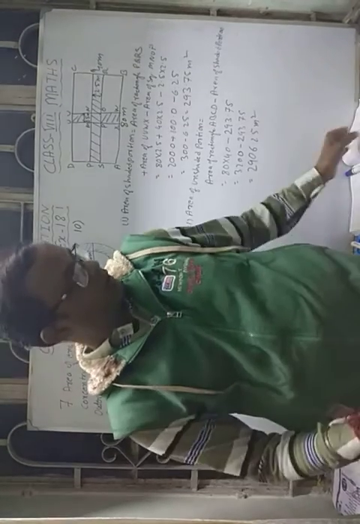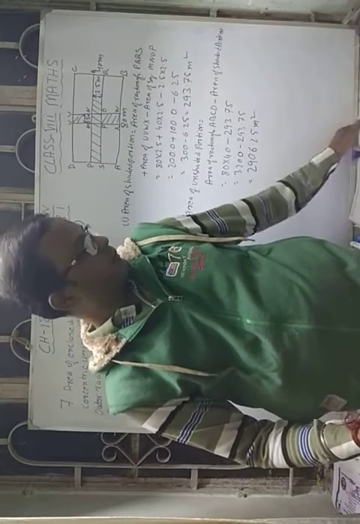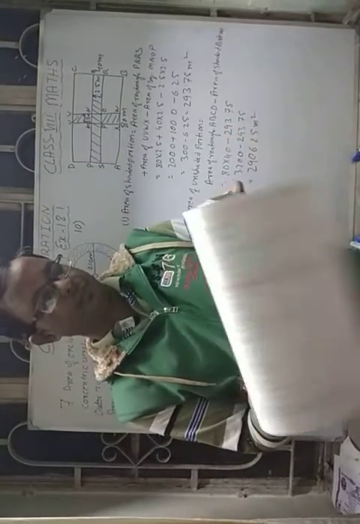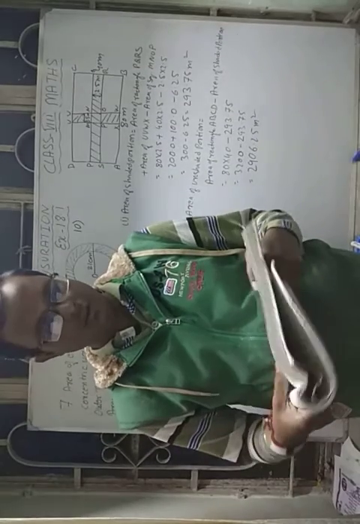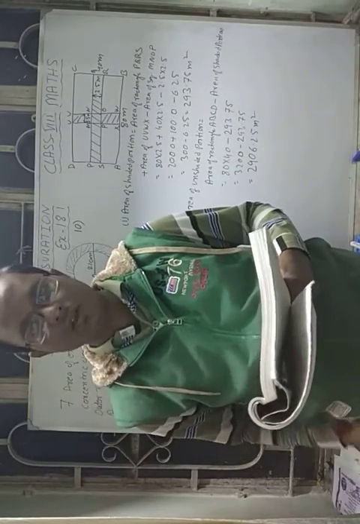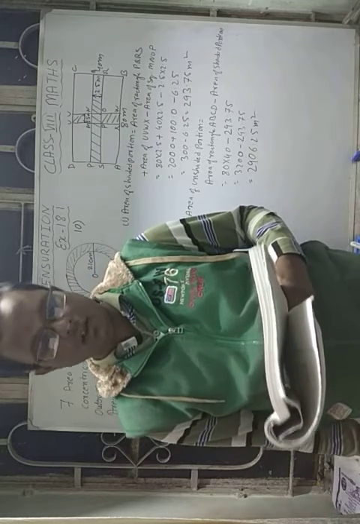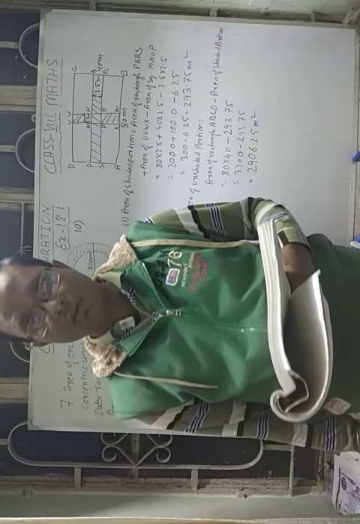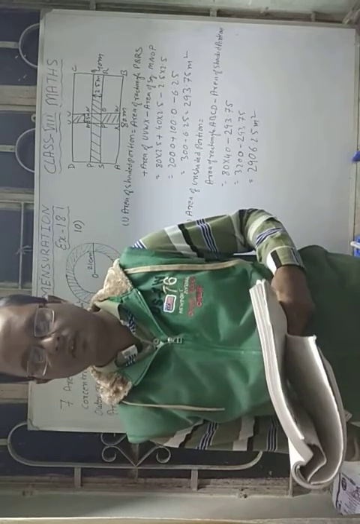So the next question that I am going to explain is question number 7. It is a question of a circle. In the adjoining figure, the enclosed area between the two concentric circles is 770 centimeters square. If the radius of the outer circle is 21 centimeter, you have to calculate the radius of the inner circle.